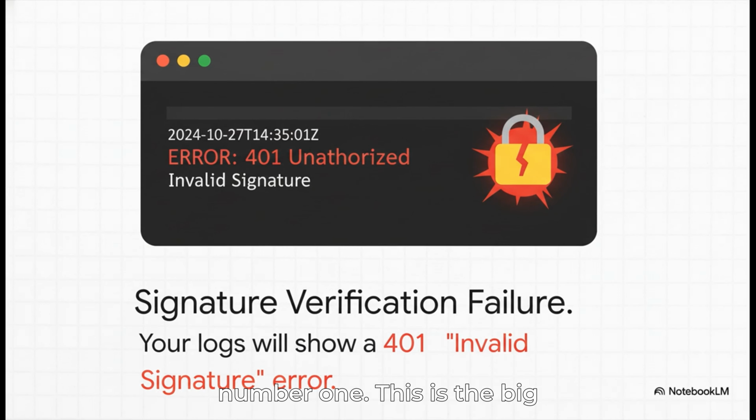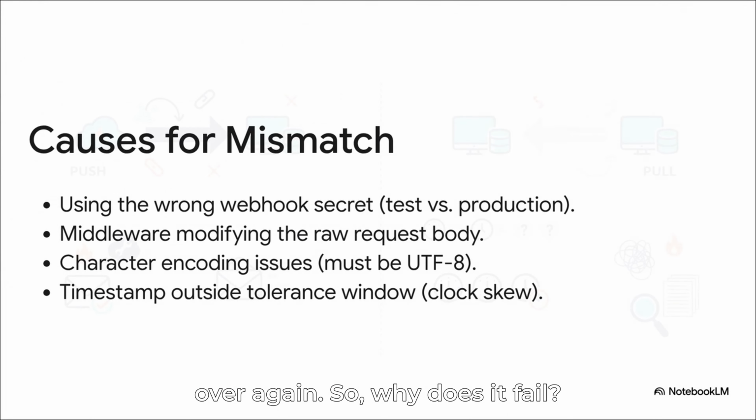All right, issue number 1. This is the big one. By far the most common, most frustrating problem you'll ever encounter is a signature verification failure. You'll see it in your logs, 401 unauthorized, or invalid signature, and the delivery just fails over and over again. So, why does it fail? Well, it could be a simple, honest mistake, like someone copied the test secret into the production environment. It happens. It could also be that your server's clock is way off from the sender's clock. But more often than not, it's something a little more subtle hiding in your code.